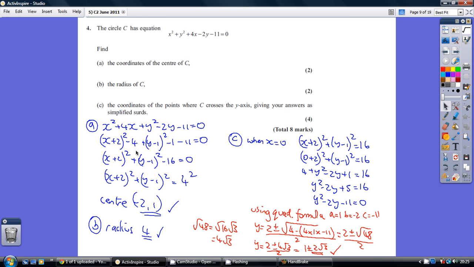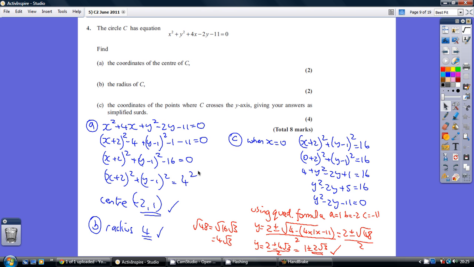So gathering all our single terms together, the minus 4, minus 1 and minus 11 gives us the minus 16, and then adding 16 to both sides gives us 16 on the right hand side. I'm calling it 4 squared, I'll come back to that. But basically the left hand side is now in this format, which tells us that the centre of the circle is minus 2, 1.